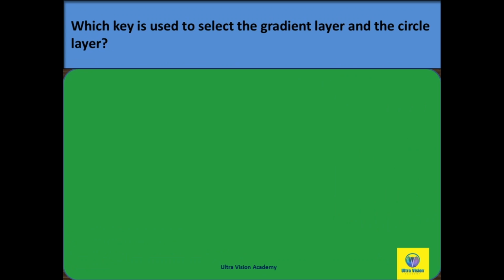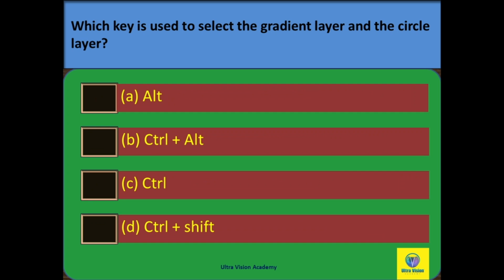Next, which key is used to select gradient layer and the circle layer? So if you want to select two layers, then which key should you press? Alt, Control plus Alt, Control or Control plus Shift? Well, the correct answer is Control. So using Control key, you can select two or more layers at a time. First of all, you have to click on any particular object or layer, then press Control key, and then select another layer. So it will select both the layers.